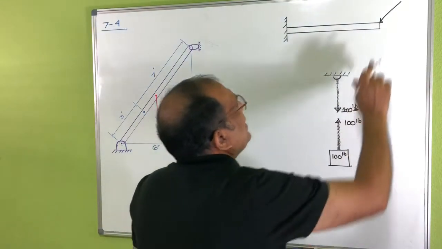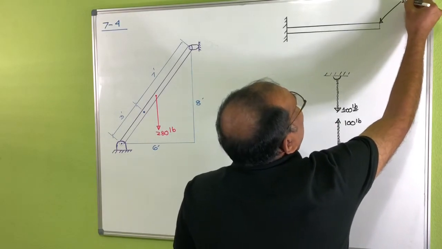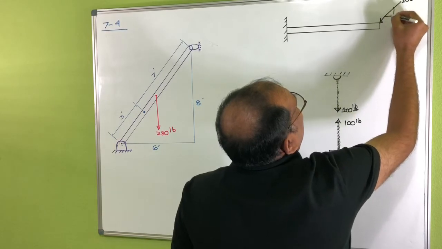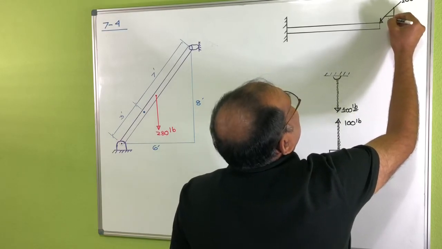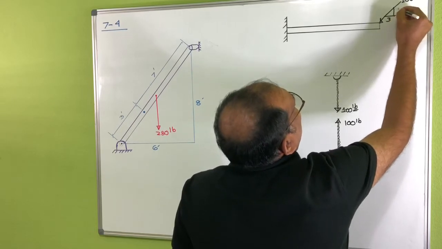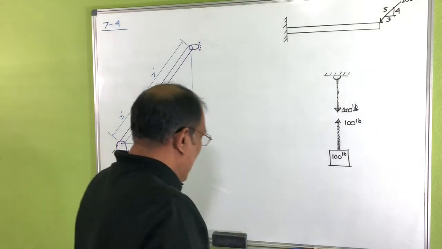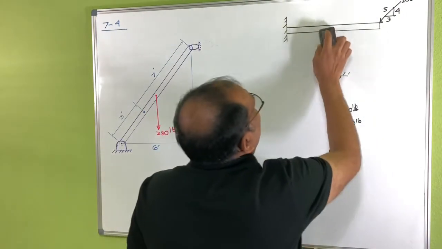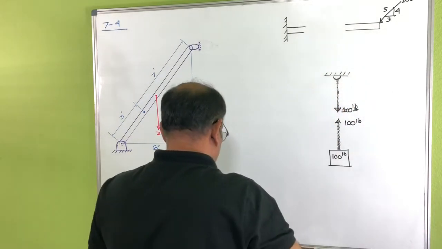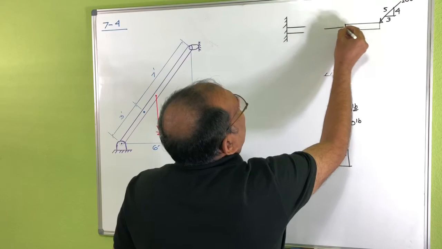Similarly, if I take a load, let's say this is 100 pounds, and this one is, let's say, 3, 4, 5. Okay, and if I make a cut here, since this is a rigid body, this one will show three components of reaction.